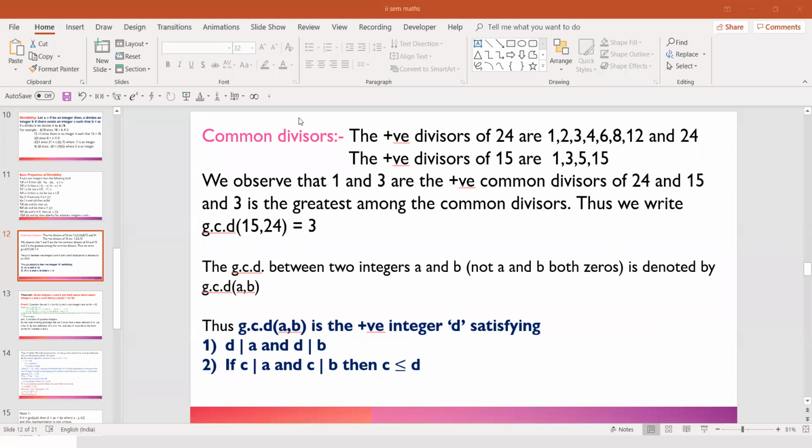Divisors of 0 are all integers. Now common divisors are 1 and 3. So among 1 and 3, which is greatest? That is the greatest common divisor. Okay. So many have answered this question.